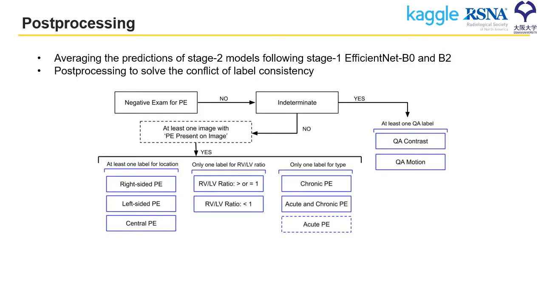I averaged the predictions of stage 2 models following stage 1 EfficientNet B0 and B2. I did post-processing to solve the conflicts of label consistency with minimal modification.